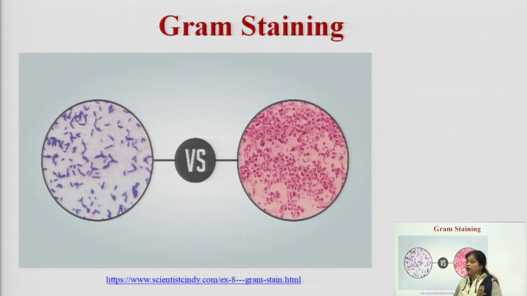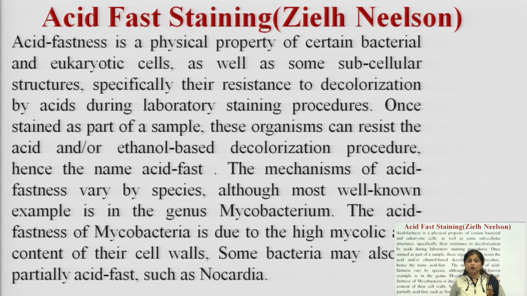So in this way, when you observe under the microscope, you will see gram positive bacteria like this, and these are gram negative. Those which retain the primary stain are gram positive, and those which retain the secondary stain are gram negative bacteria. On the same grounds, we can also go for acid fast staining, that is Ziehl-Neelsen staining. Why do we call it Ziehl-Neelsen? Because the scientists Ziehl and Neelsen worked on this technique to differentiate between acid fast and non-acid fast microorganisms.